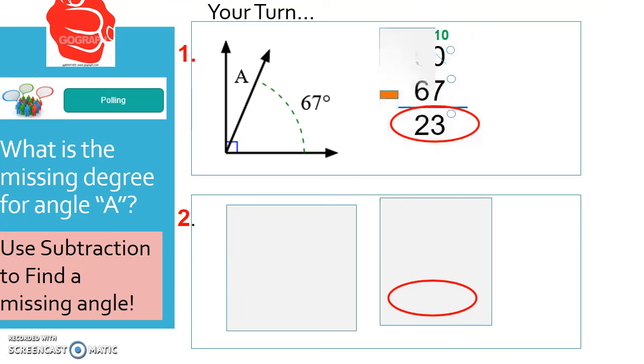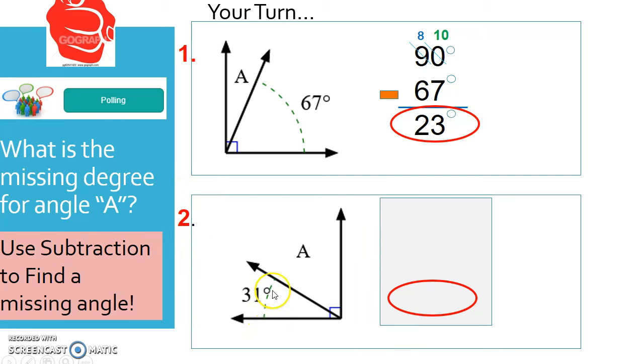All right, let's take a look. If it's a 90-degree angle, which it is, you are going to subtract 90 minus 67. The missing angle A is 23 degrees. Now it's your turn to try number two. You're given part of this angle as 31 degrees. What is the missing part of this angle? Letter A here. Go ahead and answer that.